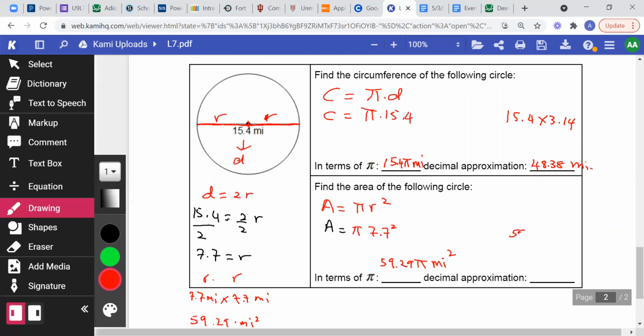Then in the decimal approximation it's going to be 59.29 times our approximation value of pi, 3.14. So if you do this, this gives us what? 186.27. Okay, miles squared.